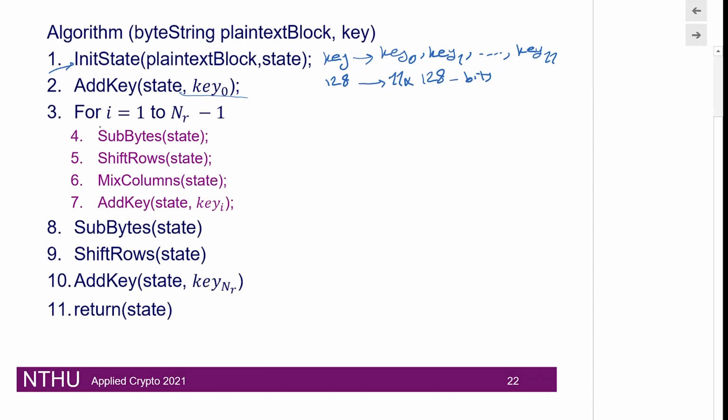Looking into the rounds, every time I have to do different operations. The first one is substitution bytes. The second is shift rows on the state. And then I do mix columns, and then I add the key. So let's see very quickly how this works. In the beginning, let's discuss the substitution bytes.